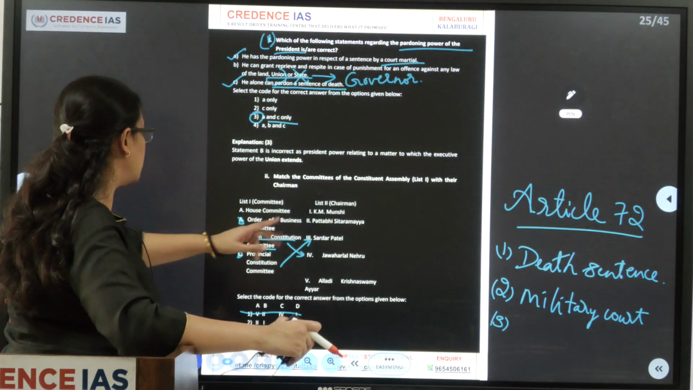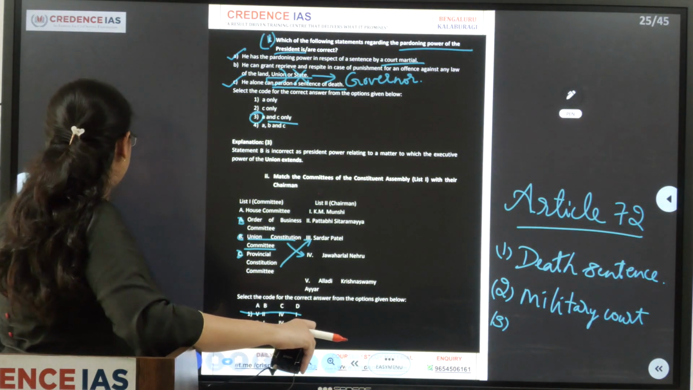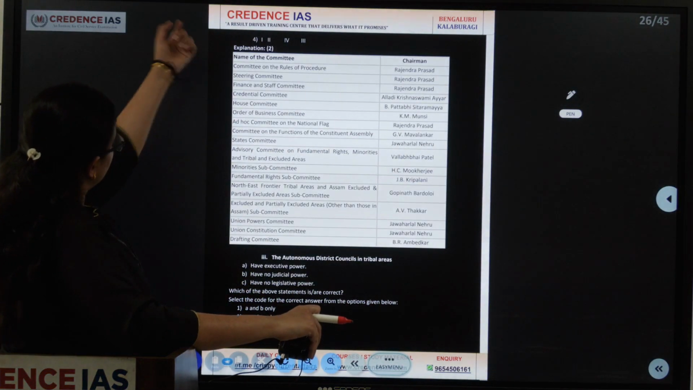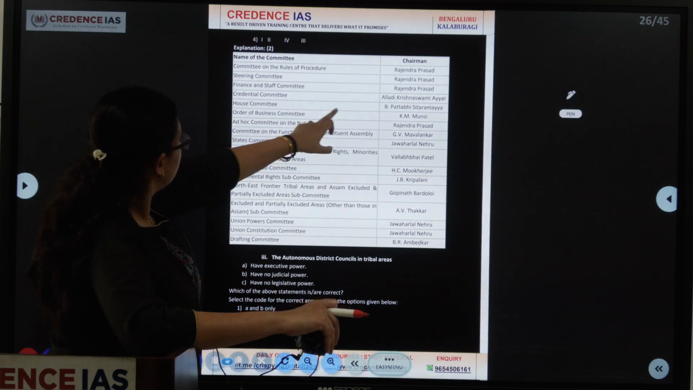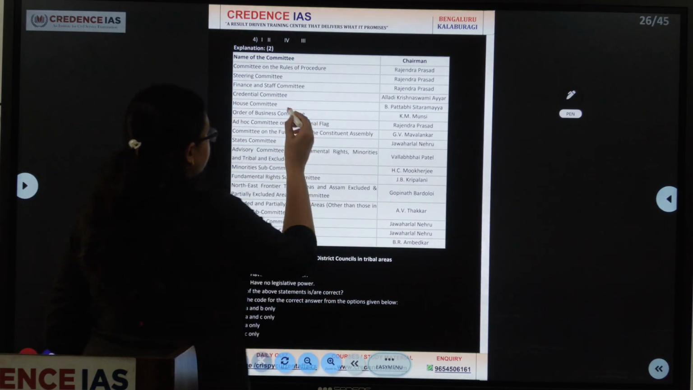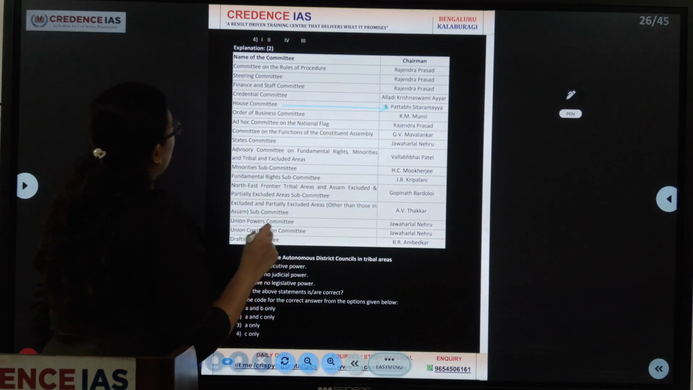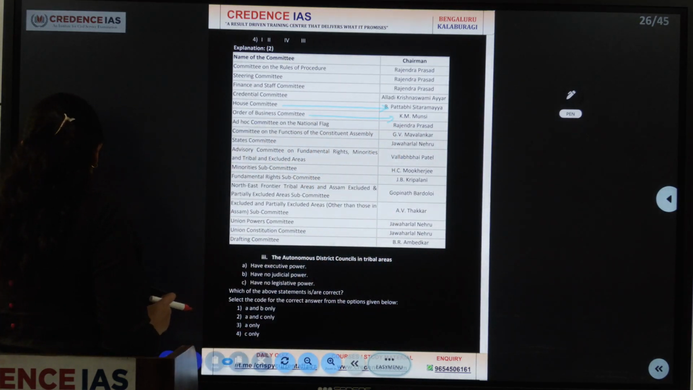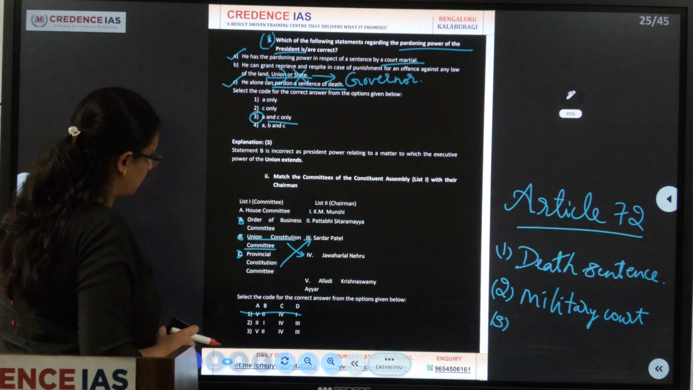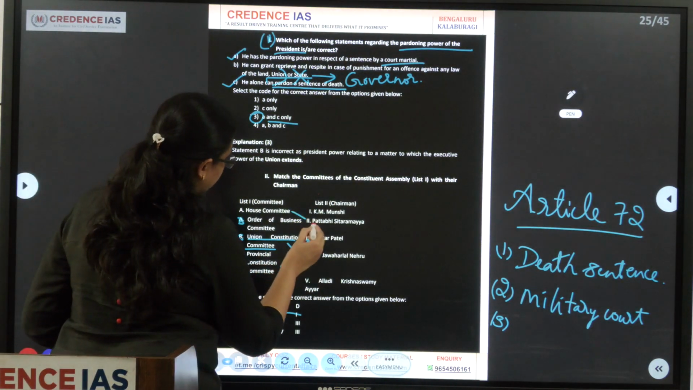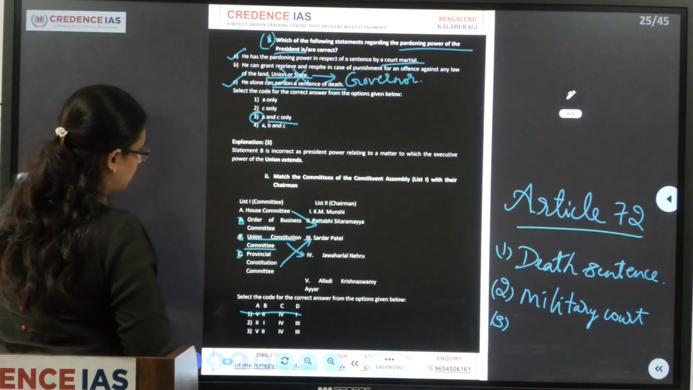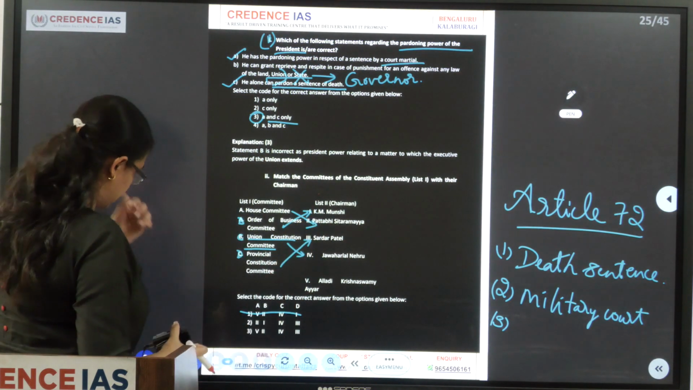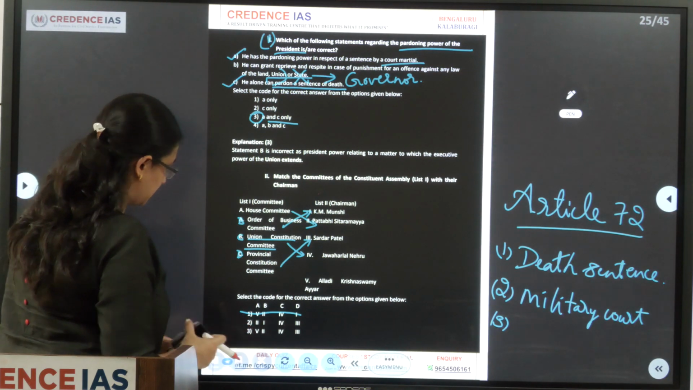Now coming to the House Committee and the Order of Business Committee. The House Committee, it is B, Pattabhi Sitaramayya. The Order of Business Committee, that is K.M. Munshi. So A2, B1. Where is A2, B1? It is here.